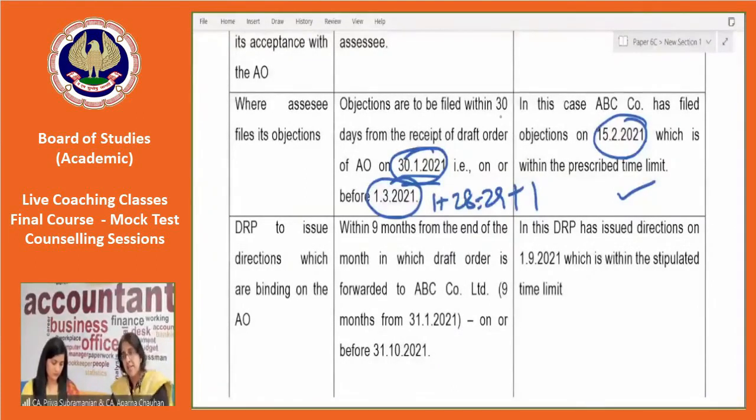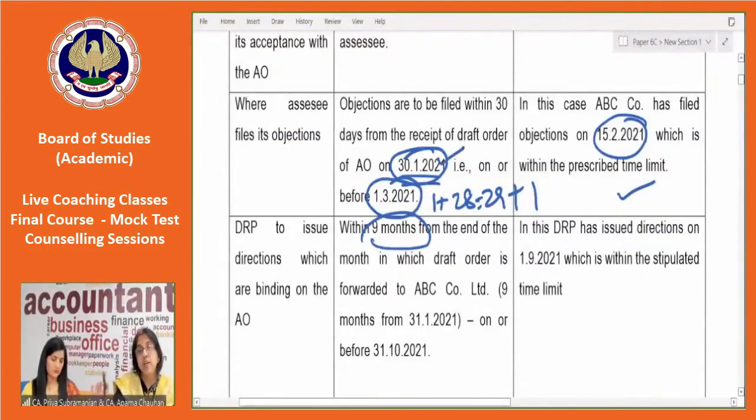Now, what happens when the assessee files its objections? The DRP has to issue directions to the assessing officer within 9 months from the end of the month in which the draft order is forwarded to ABC Company Limited. So when is the draft order forwarded? It was forwarded on 31/1/2021. So the end of the month is 31/1/2021, and 9 months from that date is 31/10/2021. So DRP has to issue directions on or before 31/10/2021.